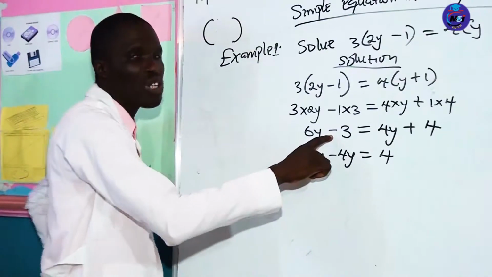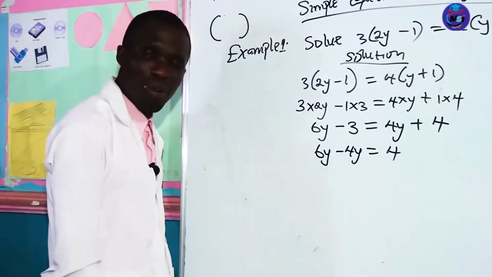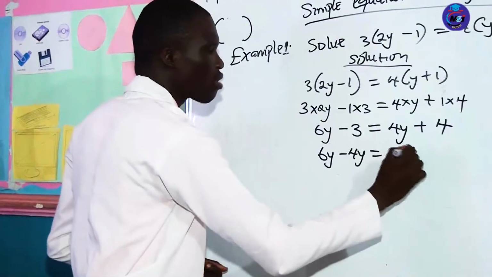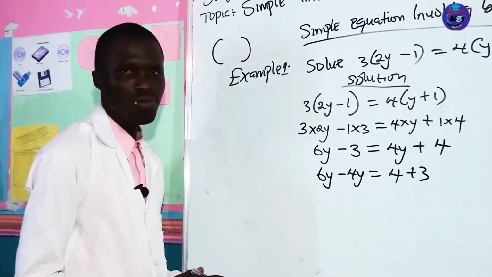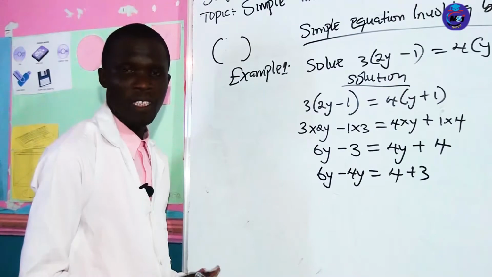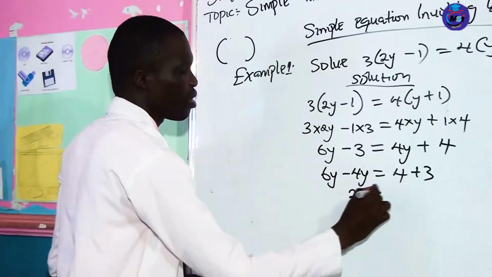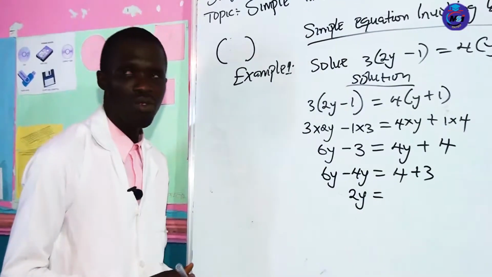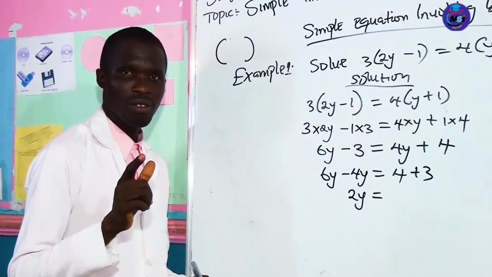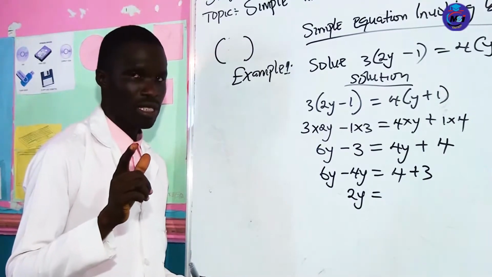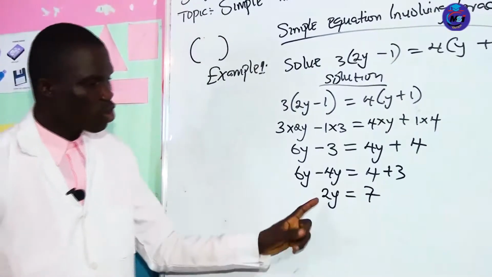The same thing happened to minus 3. When minus 3 moved from this side to this side, it turned to plus 3. 6 minus 4 gives us 2y. 4 plus 3 is going to give us 7.